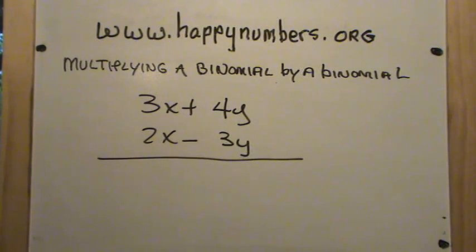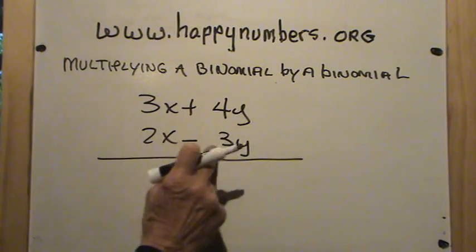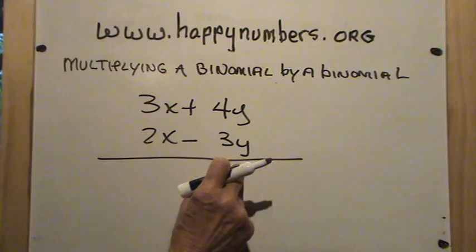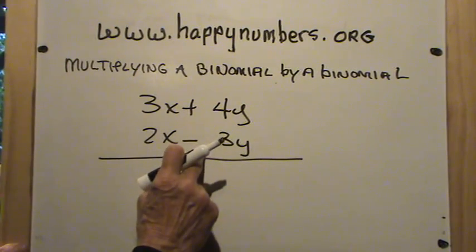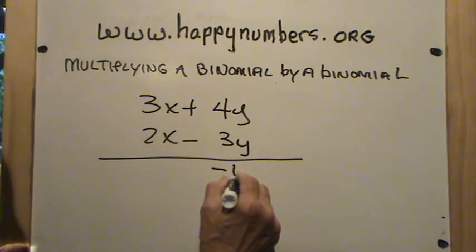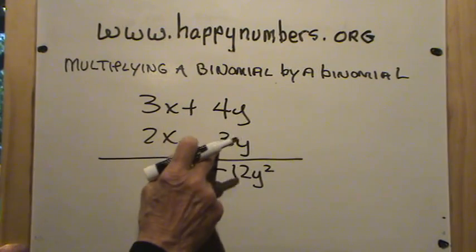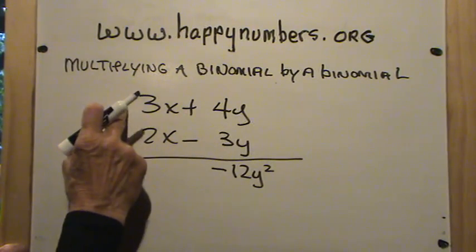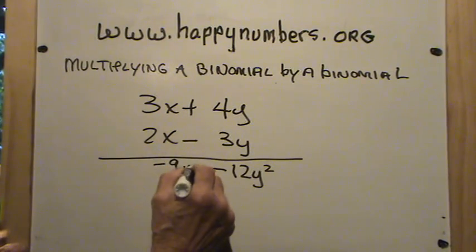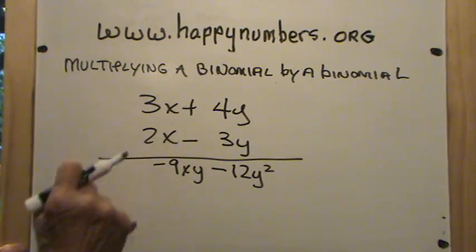Okay, let's take a look at it. We have a binomial and a binomial. We know we're going to multiply the two terms in the top binomial by this term in the bottom binomial. Negative 3y times positive 4y gives me negative 12y squared. Negative 3y times positive 3x will give me a negative 9xy.